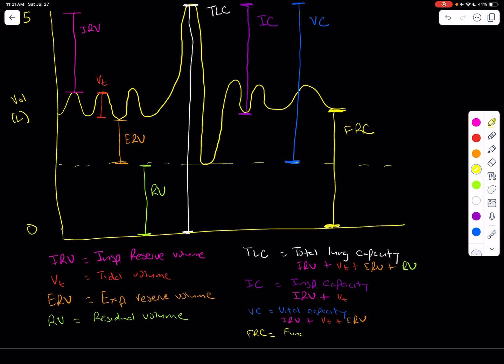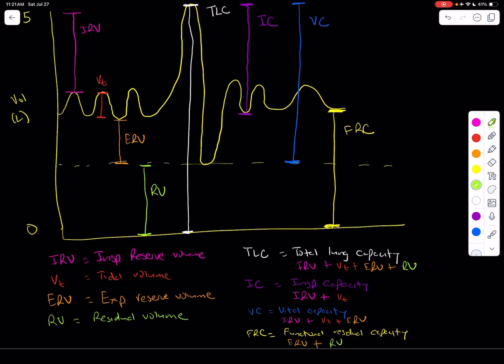So functional residual capacity, and I believe the book and the quizzes and all that all say functional residual capacity. In this case, as you can see here, it doesn't have anything to do with inspiratory reserve volume or tidal volume. However, it equals expiratory reserve volume plus residual volume.